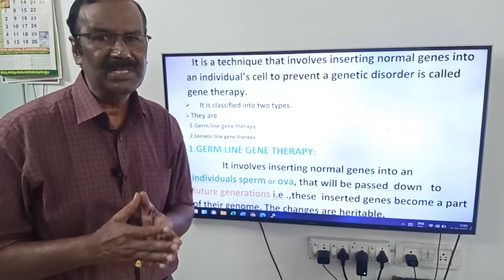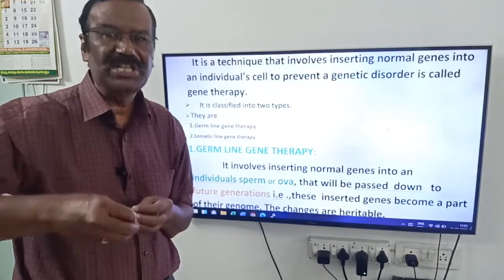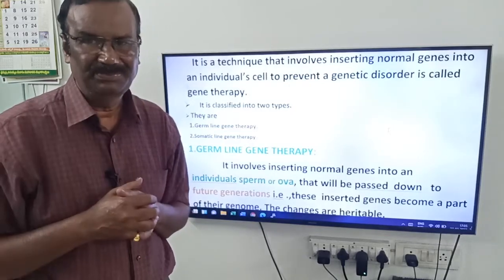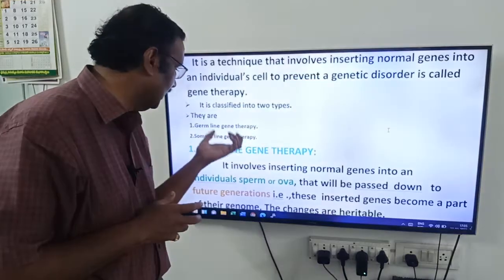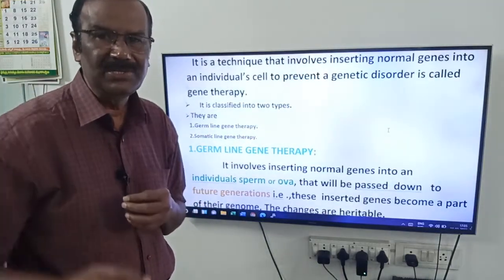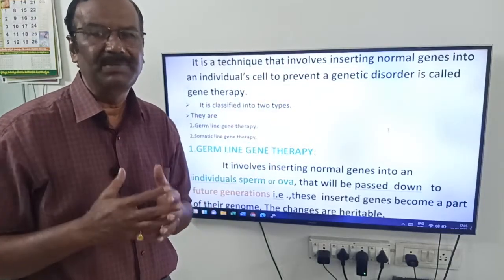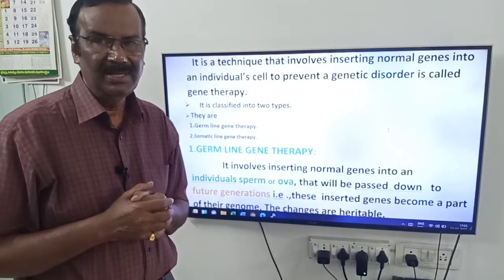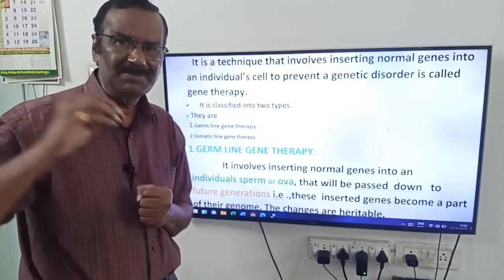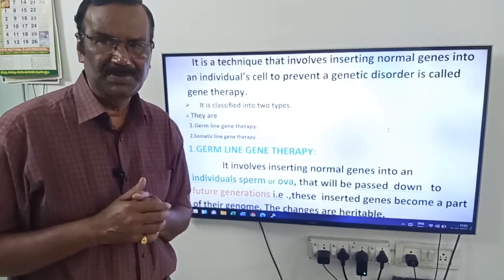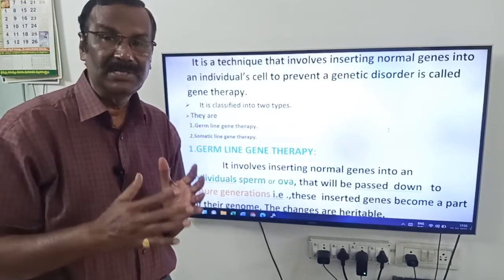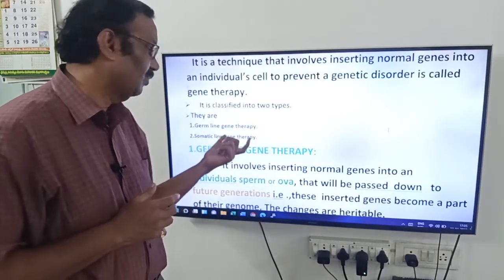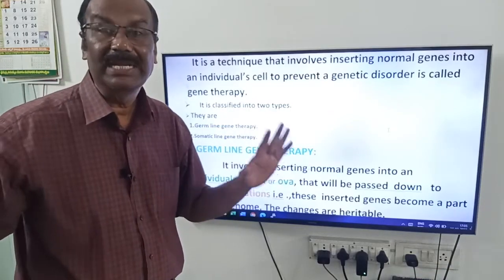Germline gene therapy means what, friends? Here we are introducing new genes into the germplasm, that is either in the sperm or ova. Somatic line gene therapy means what, friends? We are introducing new genes other than sperms and ova, that is in the normal body cells. When we introduce new genes into the germplasm, through ova or sperms, it is heritable, friends. Heritable means these characters transfer from one generation to other generation. But somatic line gene therapy is non-heritable.